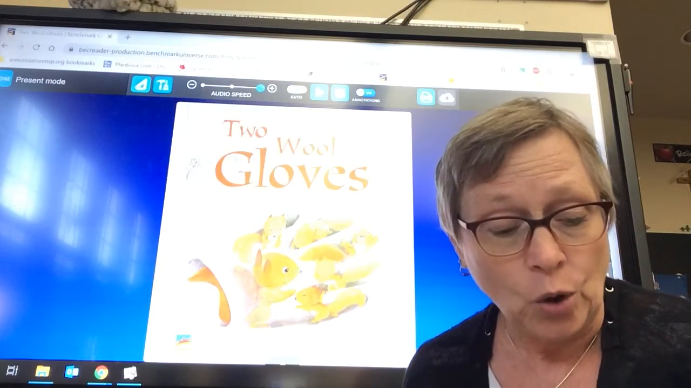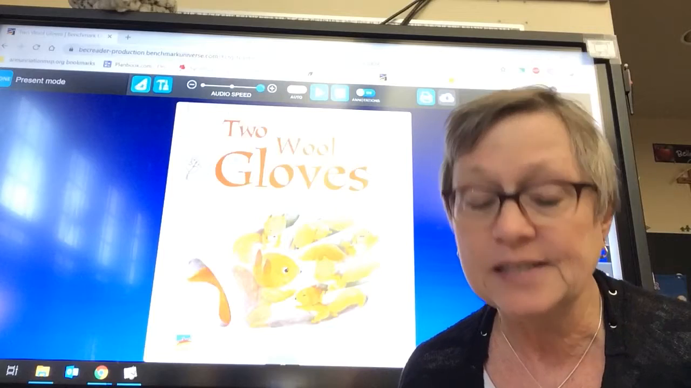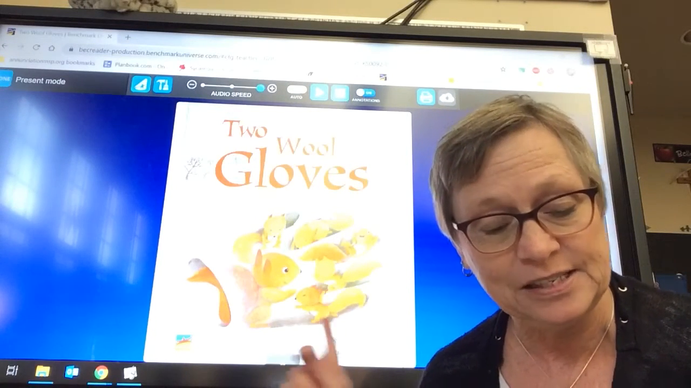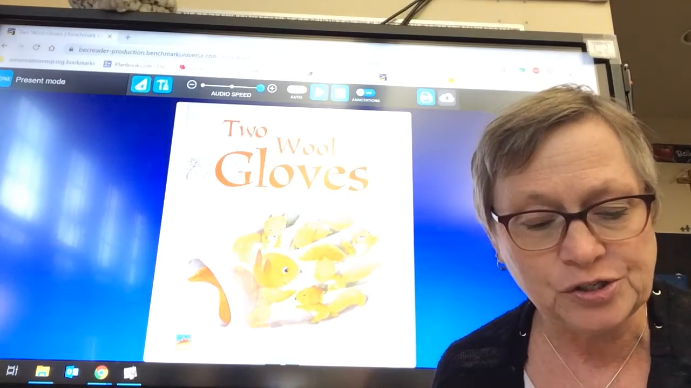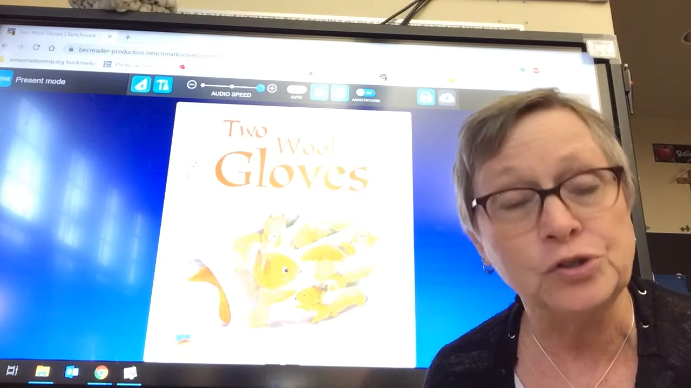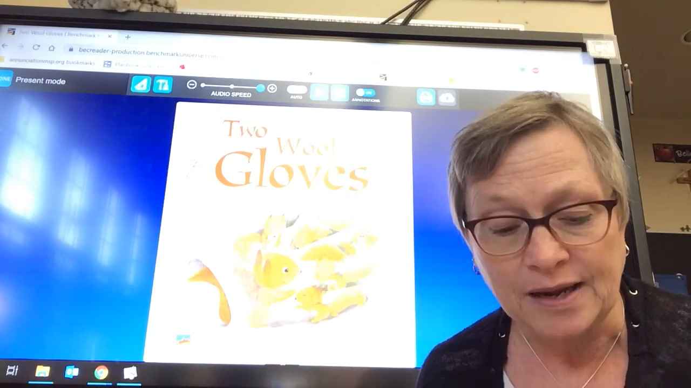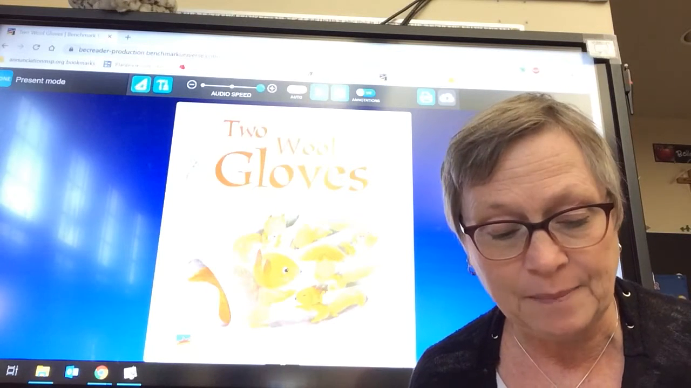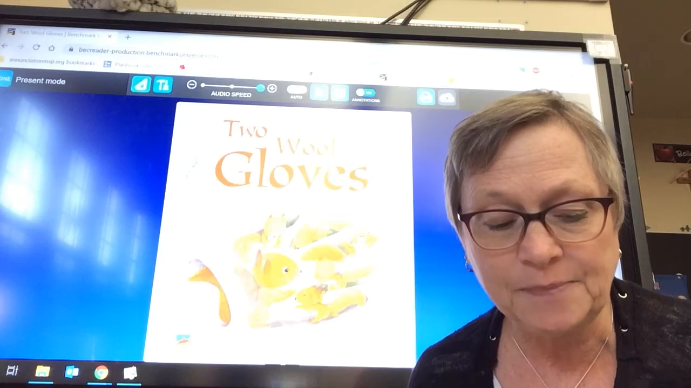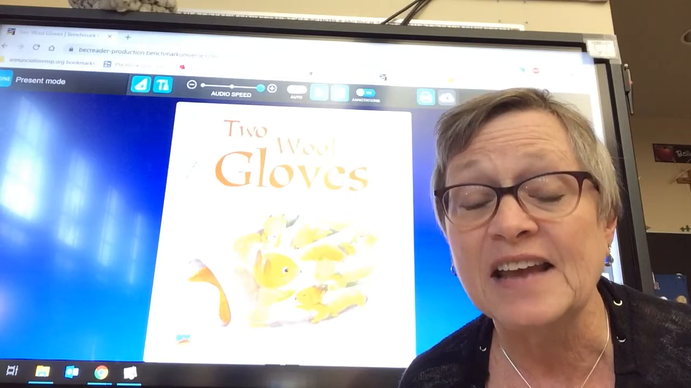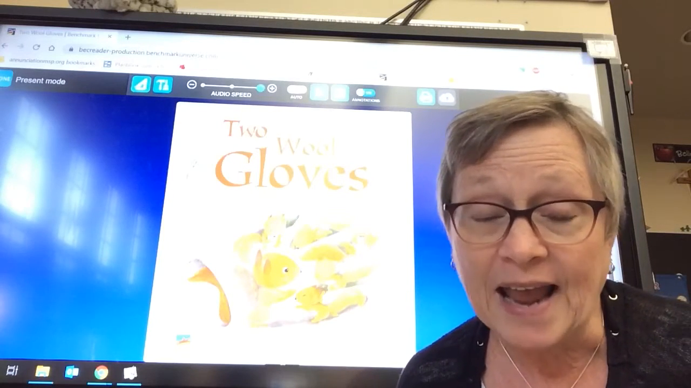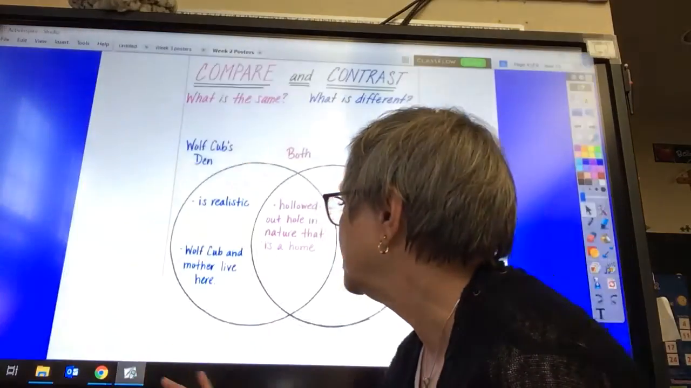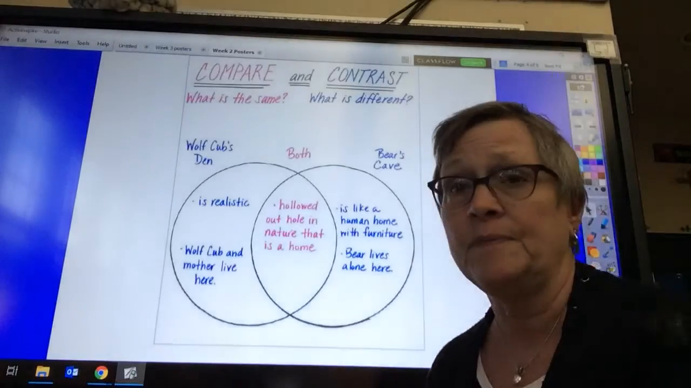Today we are going to compare and contrast the experiences of two characters in a story. Characters are the people or animals the story is about. Comparing and contrasting them is important because it helps readers get a better understanding of what happens in a story. So I want to look at a chart we did a while ago.